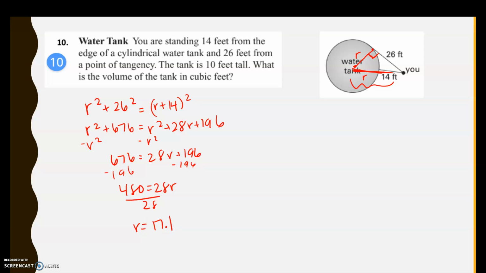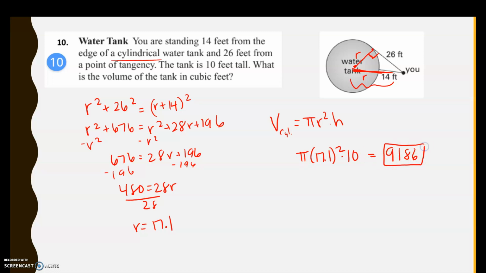The question is asking us to find the volume of the tank. The tank they're telling us is a cylinder. So you probably did have to look up the volume of a cylinder in case we didn't know that. It's pi r squared times the height. So now we know what our r is. I'm going to have pi times my r of 17.1 squared times my height, which they told me is 10. Make sure you use your pi button, not 3.14. When you do that, you should get approximately 9,186 feet.